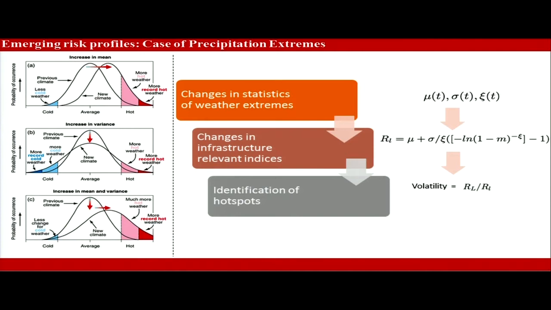And hence we look at identification of changes in infrastructure relevant indices, where return level is one of them, and if these changes are happening, how these changes are clustered. Because when we talk about design standards, we look at system level analysis, and we really want to see where these hotspots are located, so that we can classify them as high risk zones, medium risk zones, low risk zones, and so on.